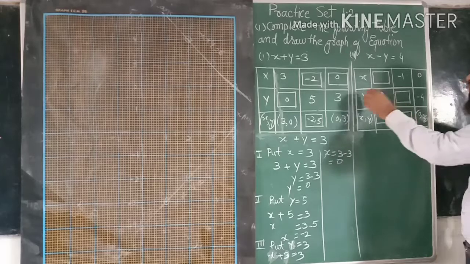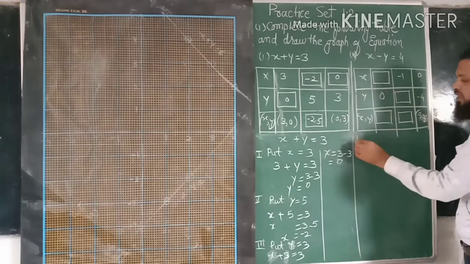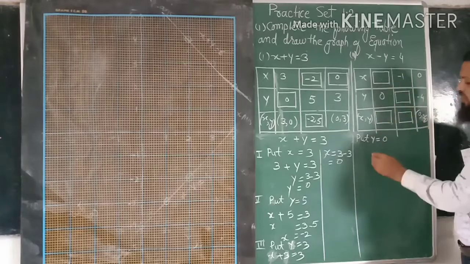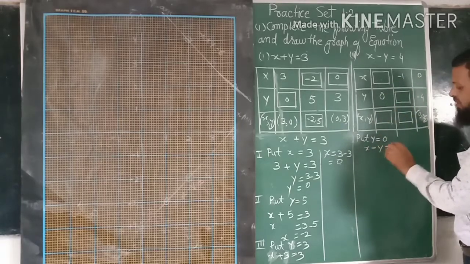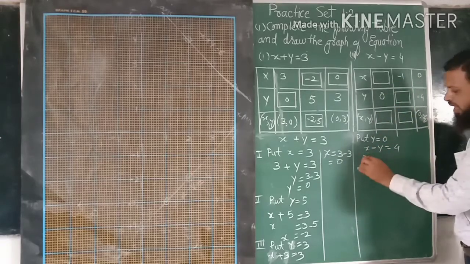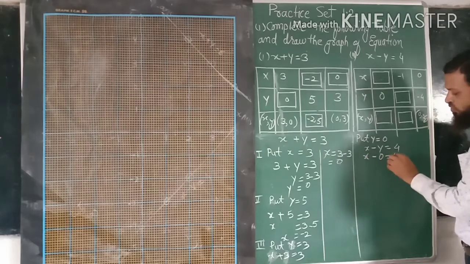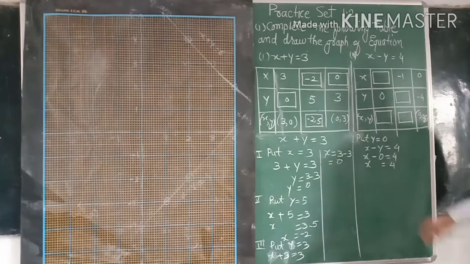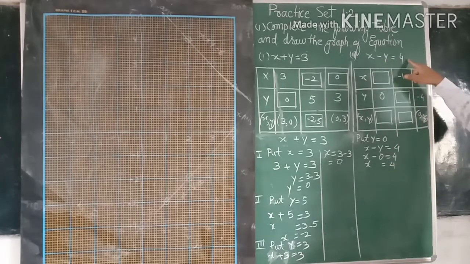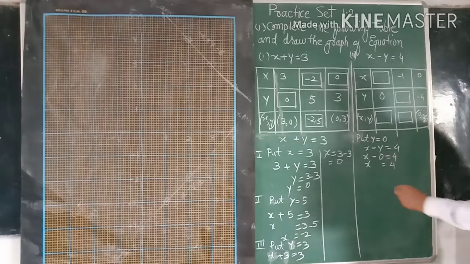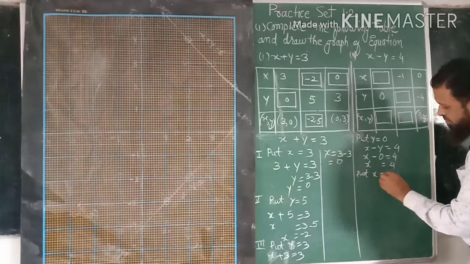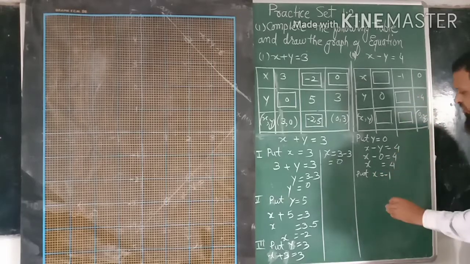Now value of y is given, put y equals to 0 in the equation x minus y equals to 4. x minus 0 equals to 4. So x is equals to 4. Now second means the difference of x and y is 4. So y is 0, so x will be 4. Simple.